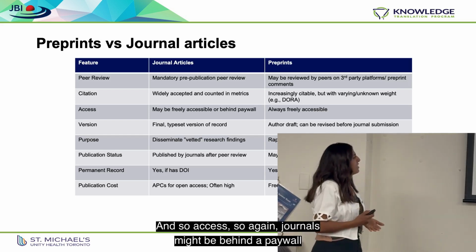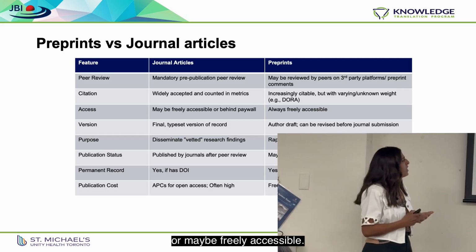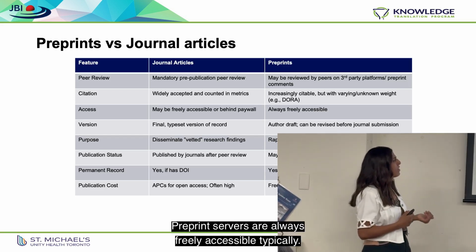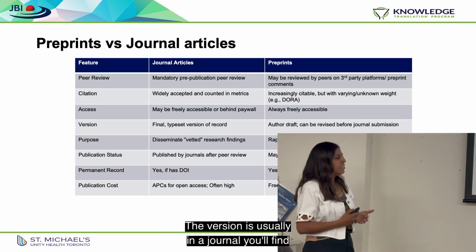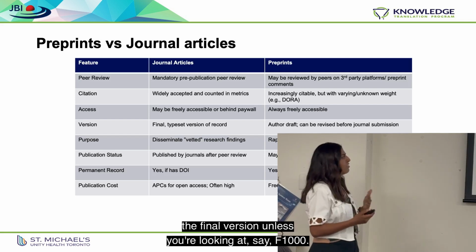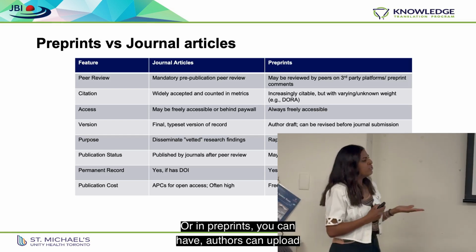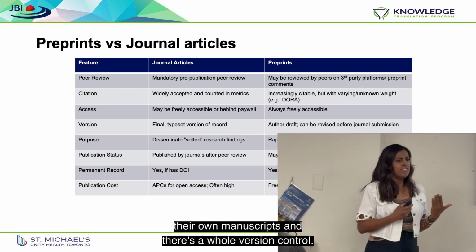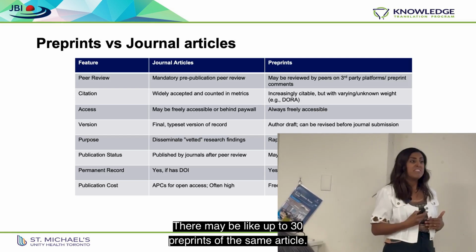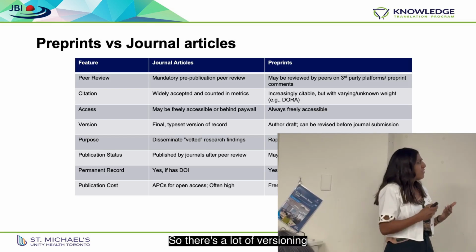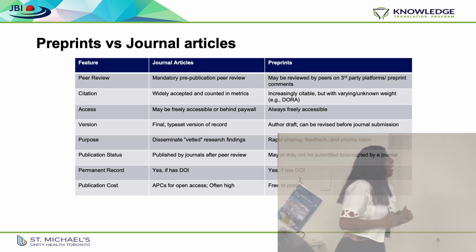And so access: again, journals might be behind a paywall or maybe freely accessible. Preprint servers are always freely accessible, typically. The version in a journal is usually the final version, unless you're looking at, say, F1000. In preprints, authors can upload their own manuscripts, and there's a whole version control. There may be up to 30 preprints of the same article. So there's a lot of versioning, but that's all tracked using DOIs.